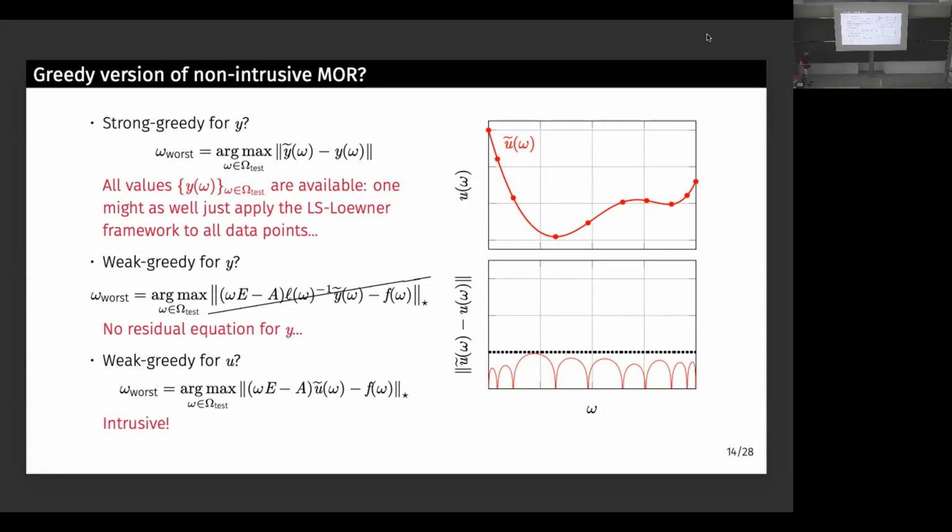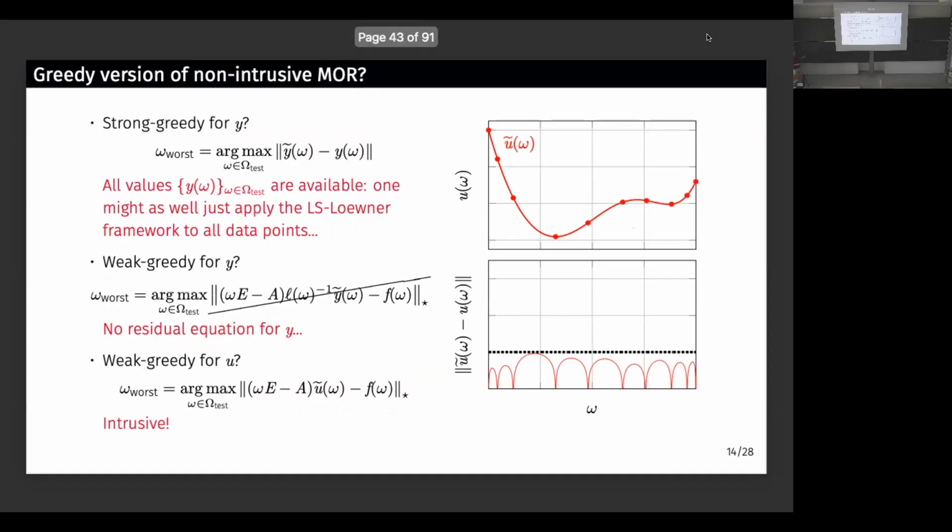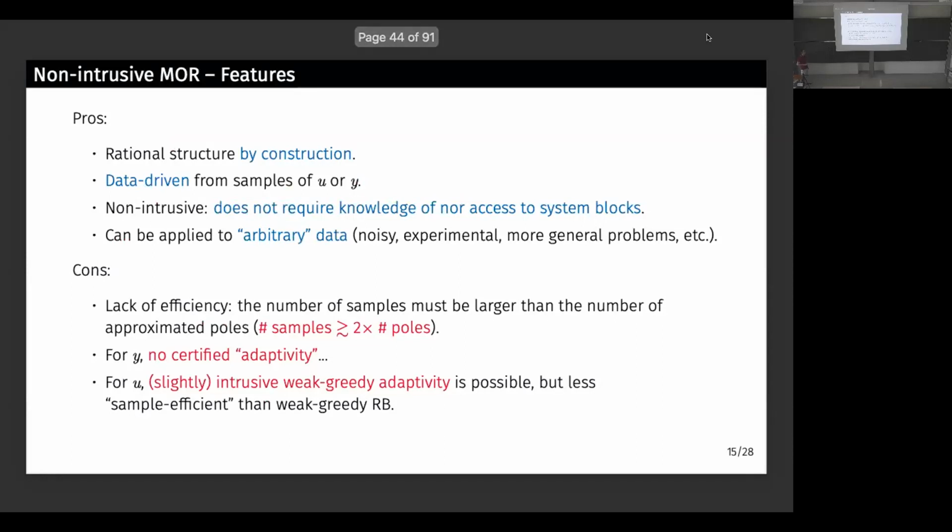Now, to do the weak greedy in the same way that we did it for reduced spaces, we have to be able to evaluate the residual, which of course is not non-intrusive. So this is an intrusive algorithm at its core, in some sense. We need to be able to evaluate the residual to decide where to take the next sample and how to best improve the current surrogate. All right, and I will come back to this in a second because there is a kind of a solution to this problem, as we will see.